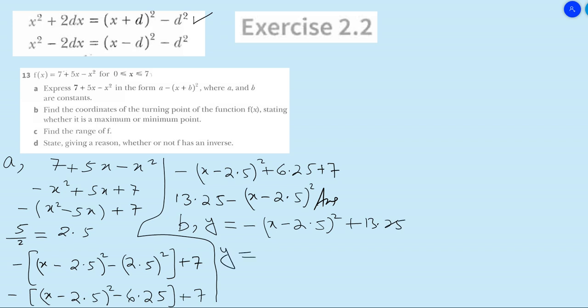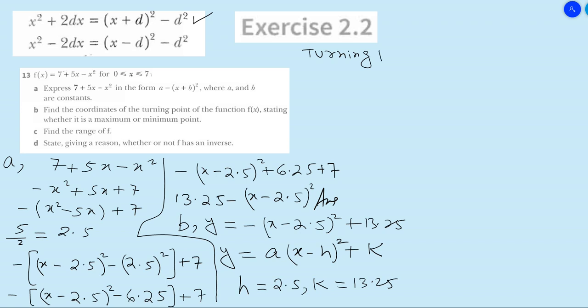Compare it with the general equation, that is y equals a(x minus h) whole square plus k. If you compare this, you can see that the value of h is 2.5 and the value of k is 13.25. Hence the answer of the first part, the turning point of the function: h is 2.5 and y is 13.25. And check whether the function is maximum or minimum.